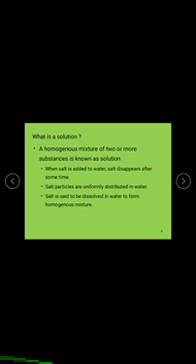A homogeneous mixture of two or more substances at a given molecular level or ionic level is called a solution. When salt is added to the water, salt disappears after some time. The salt particles are uniformly distributed in water. Salt is said to be dissolved in water to form the homogeneous mixture. Such homogeneous mixtures are called solutions.